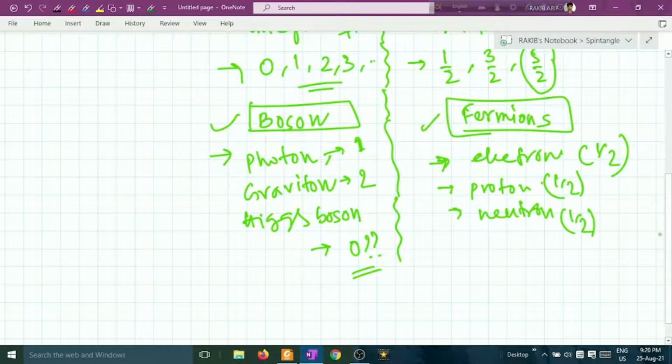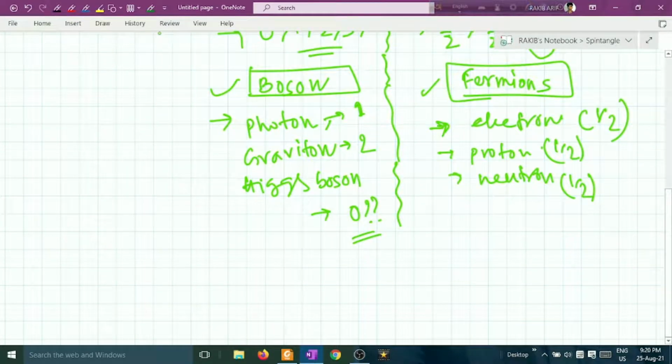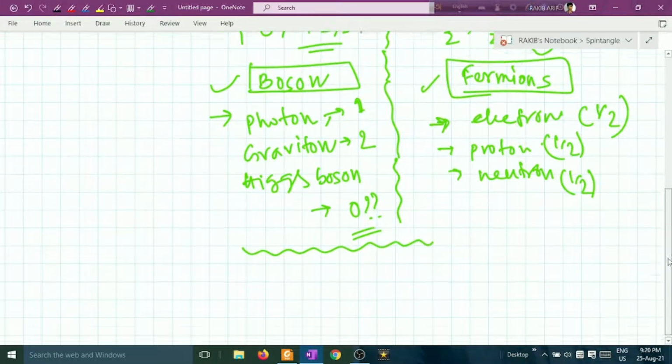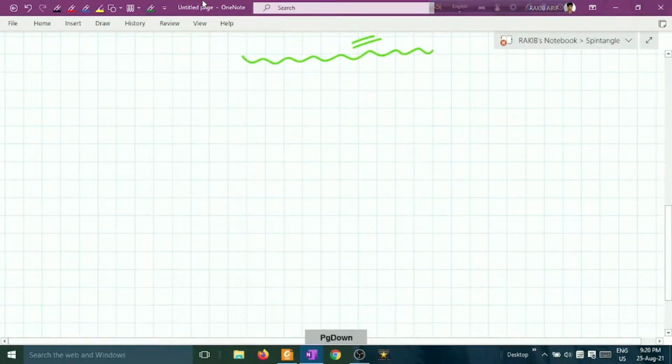So this is the basic difference between these three statistics, in which one statistics is called classical statistics and the rest are called quantum statistics, which we will be discussing elaborately. So this is the basic outline of today's lecture. Now move on to the next topic.